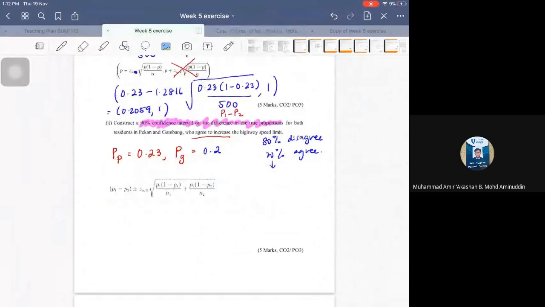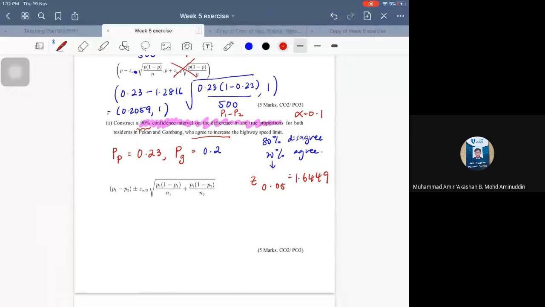Okay, and for this case, this is no longer one-sided. So we want it both-sided. Therefore, our z is going to be different. So I'm going to have z alpha over 2. My alpha is 0.1, so I put over here alpha 0.1. When I divide that by 2, I will get z 0.05. And according to the table, z 0.05 is going to equal 1.6449. Okay, and now that I have all the information, I can simply put them in here.